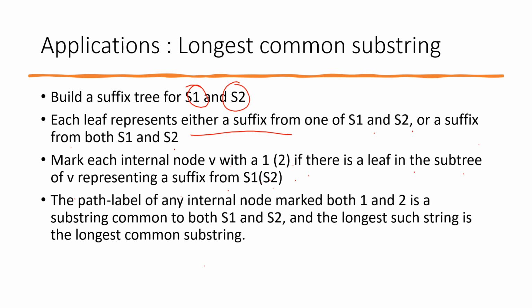Every node will have leaf descendants, right? From string S1 we have some leaf descendants, and from string S2 we also have leaf descendants. If we reach the same leaf descendants from both, we can say this is a common substring, or else it's not. Whatever we reach in the middle of the node will be the maximal common substring. We mark both the nodes just to make sure we are reaching a particular path. I'll explain in the example.